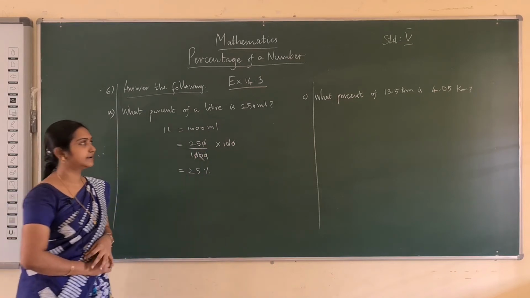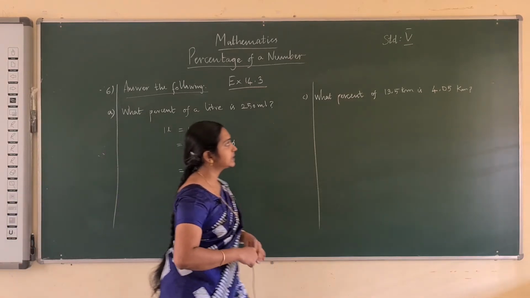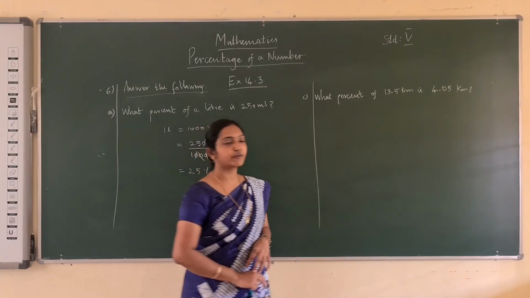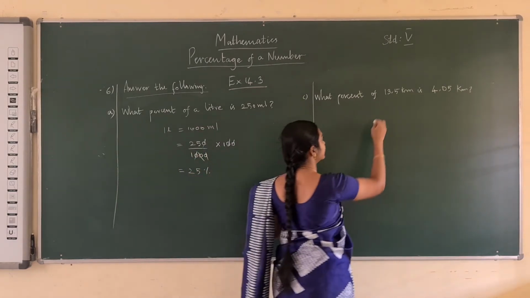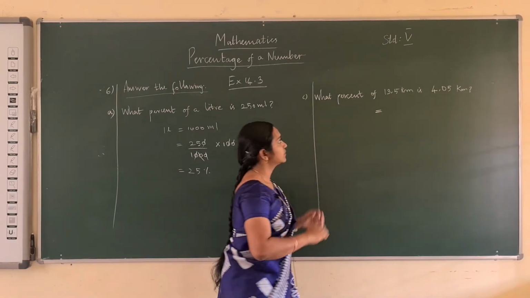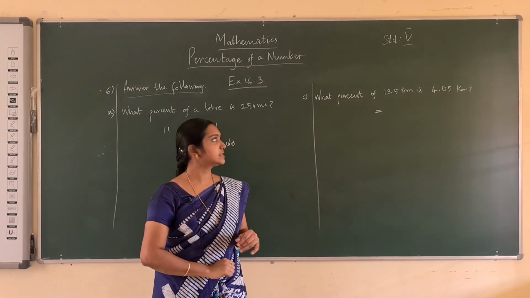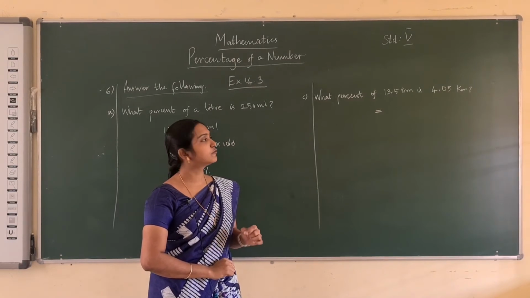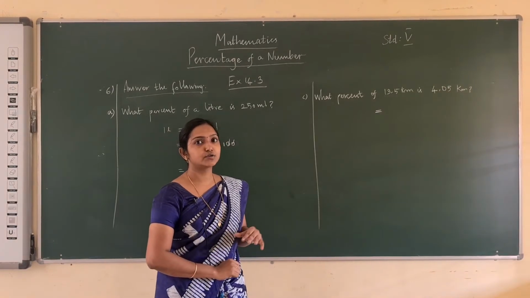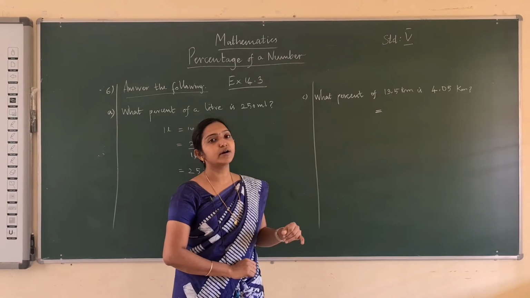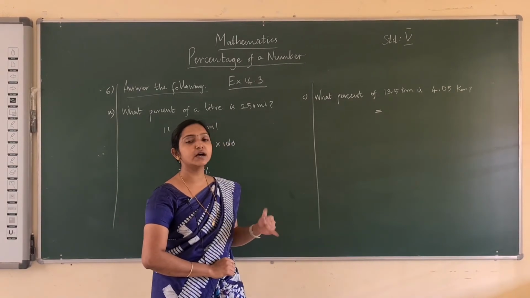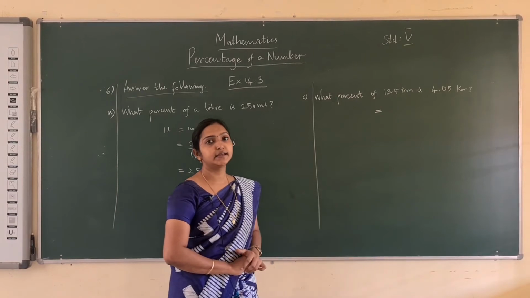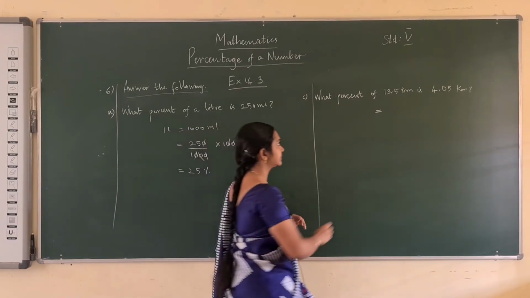What percentage of 13.5 kilometer is 4.05 kilometer? So we have to divide 4.05 kilometer by 13.5 kilometer and multiply it by 100.